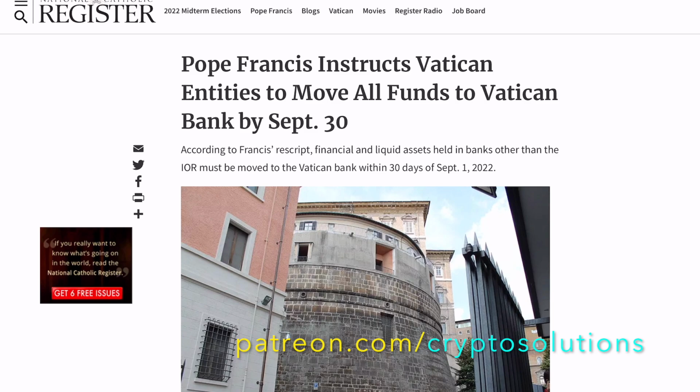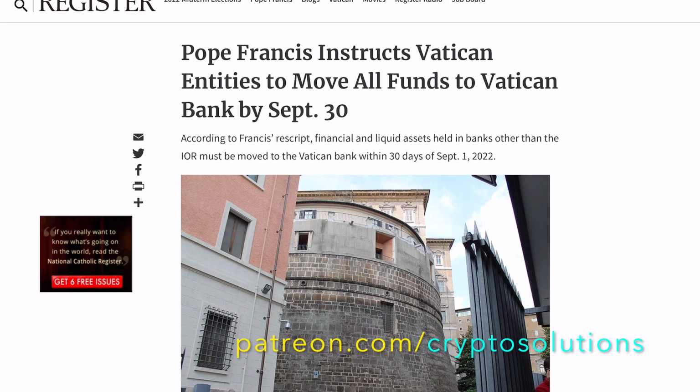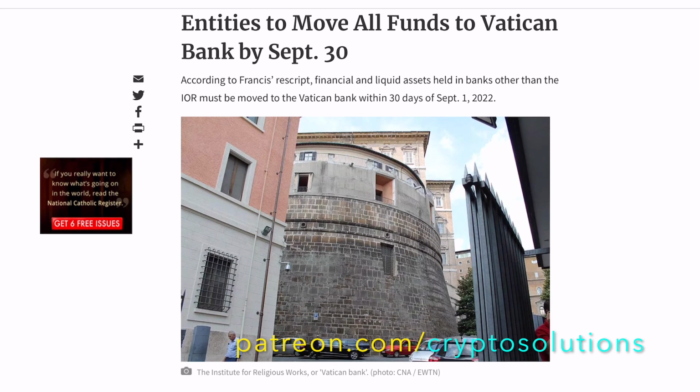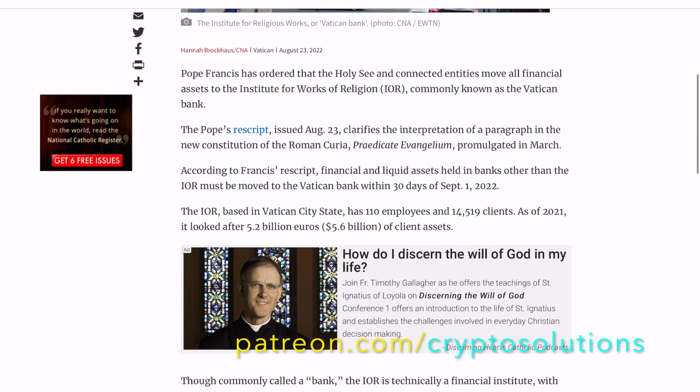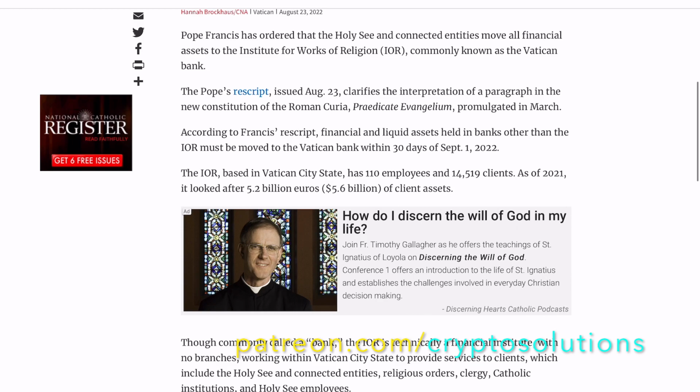Look at that. That's a very interesting article, because you're seeing right here that Pope Francis instructs Vatican entities to move all funds to the Vatican Bank by September 30. Exactly 4 days after Rosh Hashanah. So that would be the end of the Shmita. Exactly there. Pope Francis has ordered that the Holy See and connected entities move all financial assets to the Institute for Works of Religion, commonly known as the Vatican Bank. That's insane, guys.